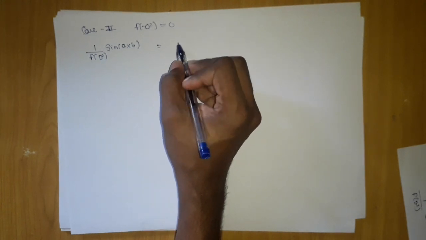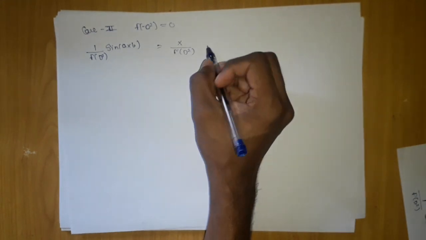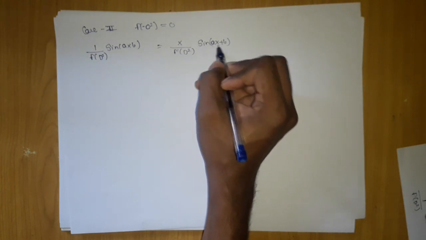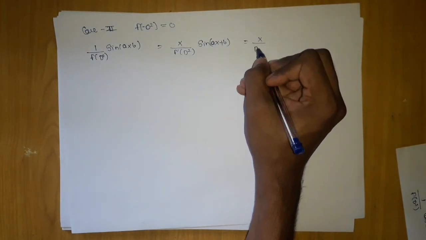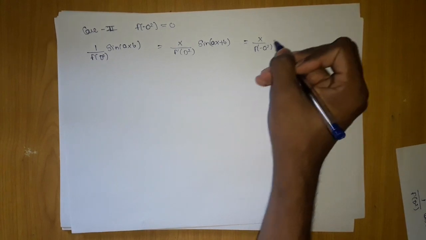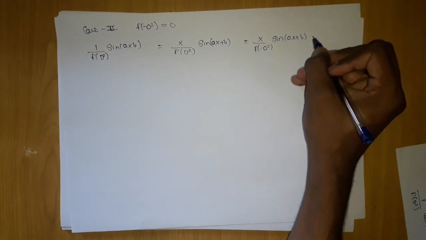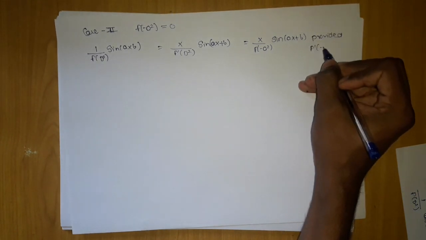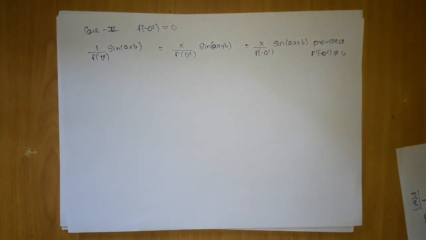So what I am going to do, I am going to multiply at the top and differentiate at the bottom, and I will keep the sin ax plus b. What children do, they differentiate the sin x also. Don't do that. After this you can substitute and get your answer, which will be into sin ax plus b, provided f dash of minus a square is not equal to 0. Here the same thing is happening. You can see here we are telling that f of minus a square should not be equal to 0.